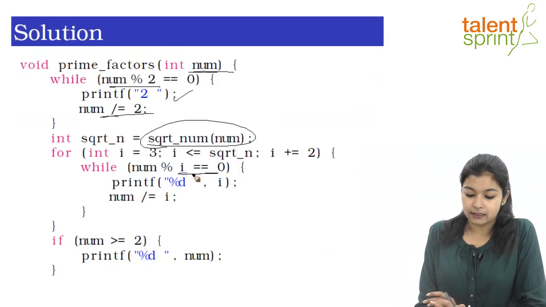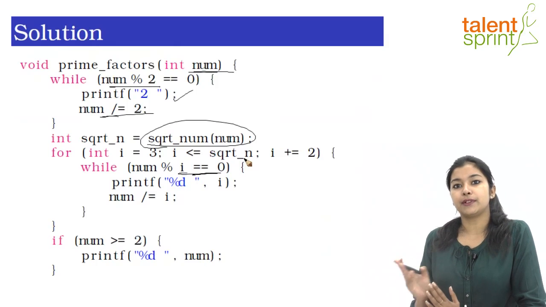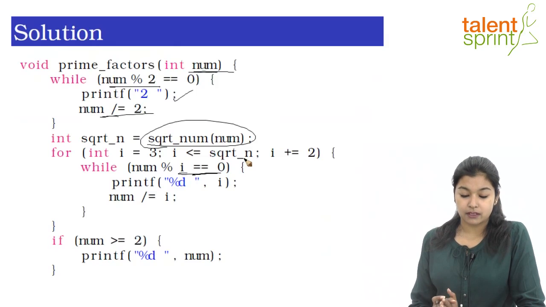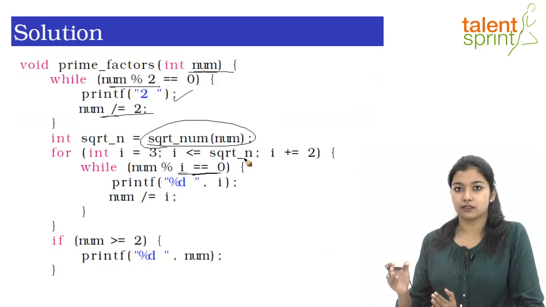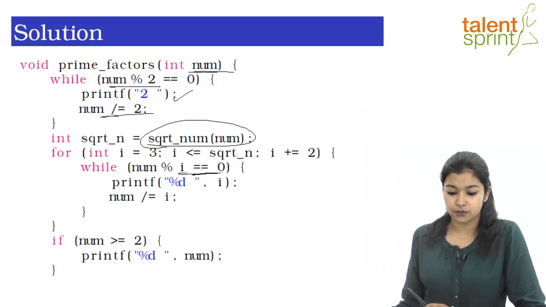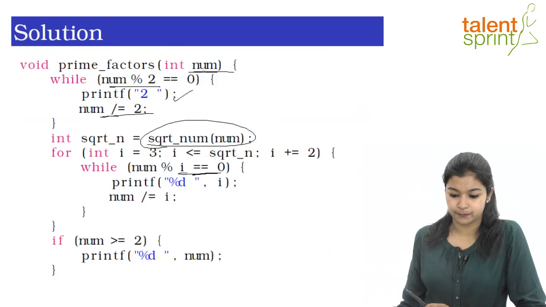If num mod i is double equals to 0, then print that number. If it is not, then move on. And eventually you will get the list of your prime factors like this. Let me show you the square root function.